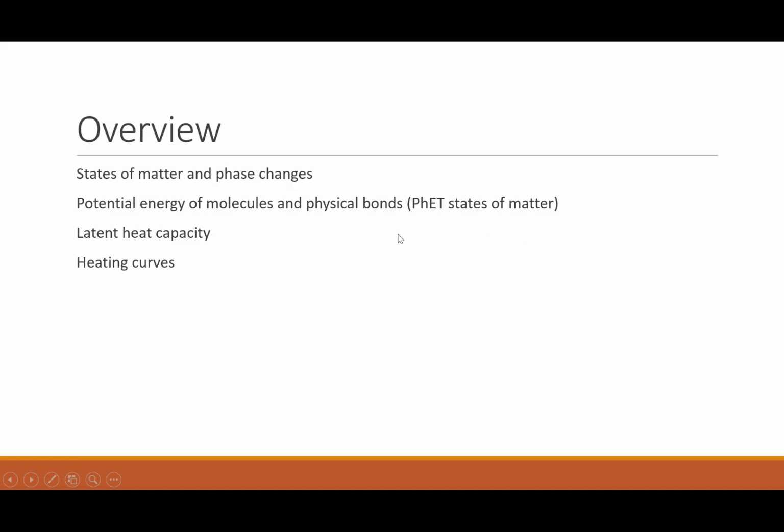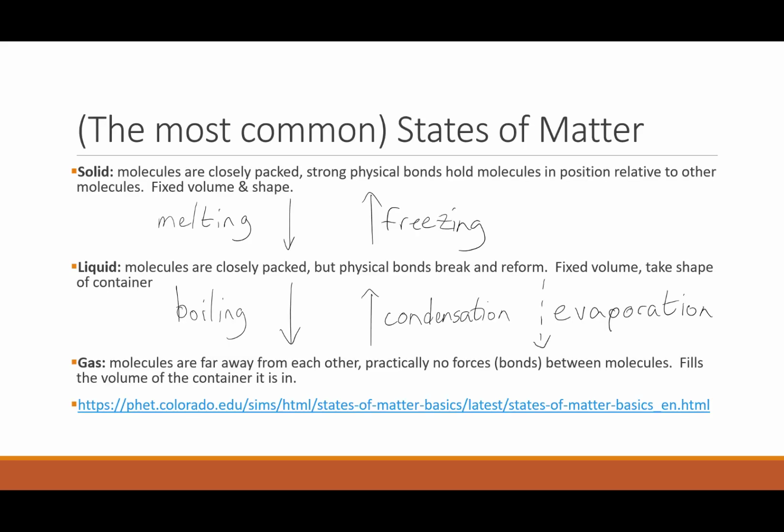First, states of matter and phase changes, then how that's related to the potential energy of molecules and the kinetic energy using a PhET sim. We're going to talk about latent heat capacity and heating curves. So let's start by identifying our three most common states of matter. Those are solid, liquid, and gas. And we're going to talk about this from a molecular point of view.